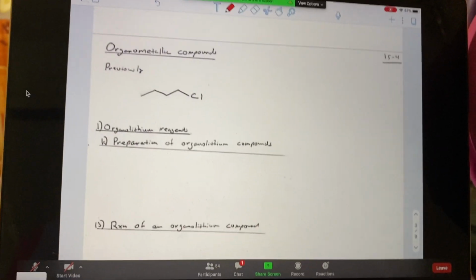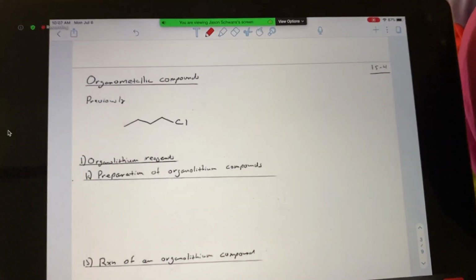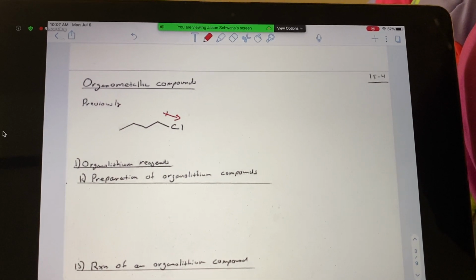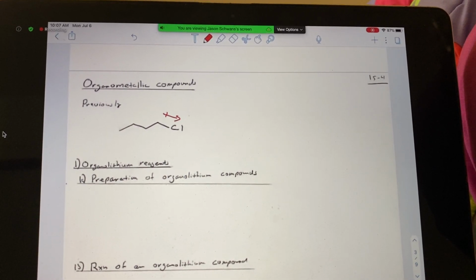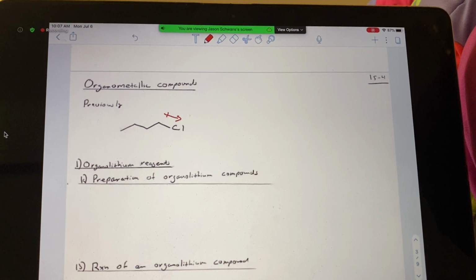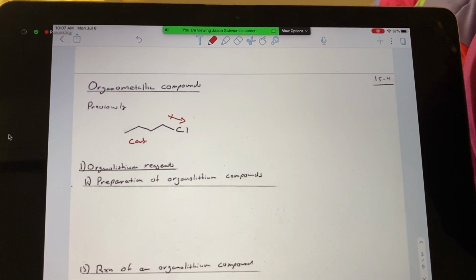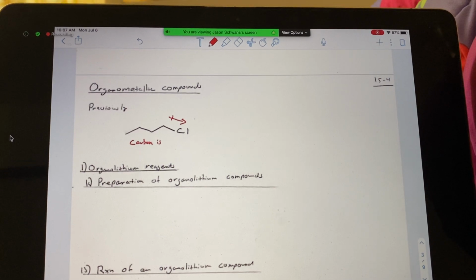So as we were discussing at the very beginning today, if we have something like a carbon-chlorine bond, we could draw a dipole in this direction. Chlorine is more electronegative than the carbon. And so what this does is it means, in this case, the carbon is electrophilic.